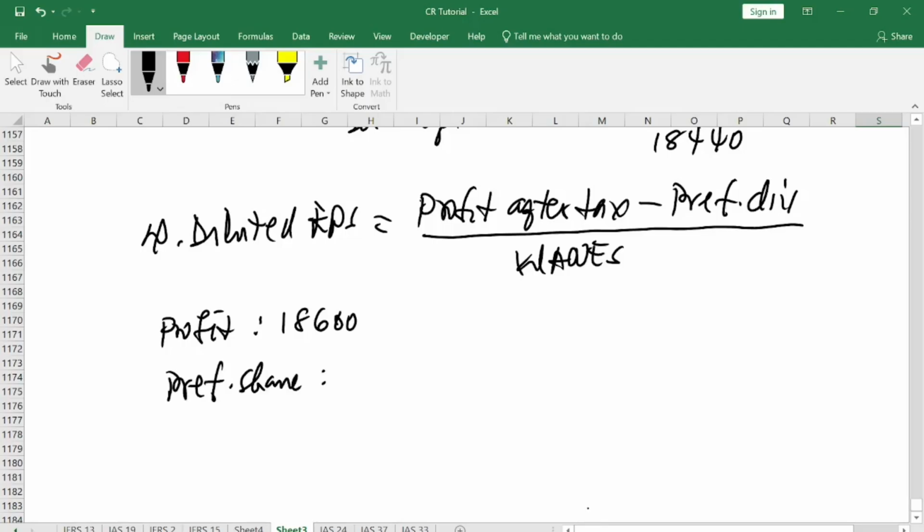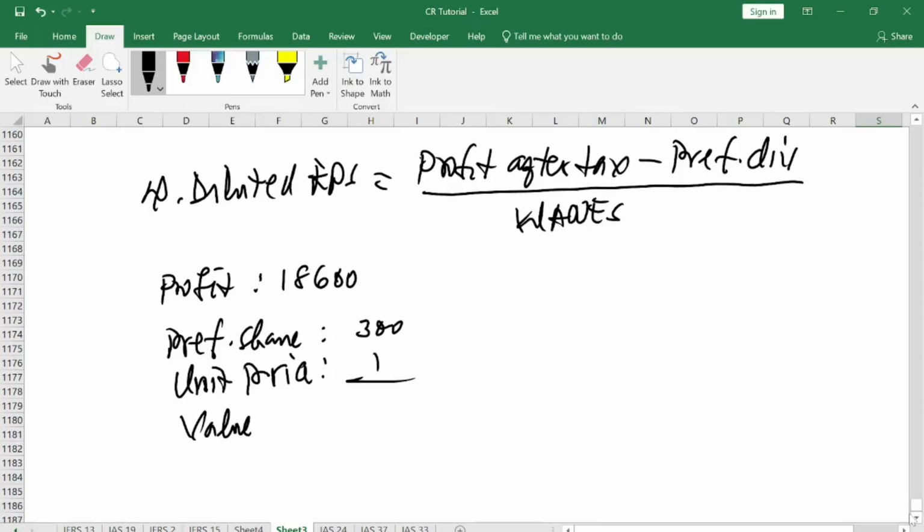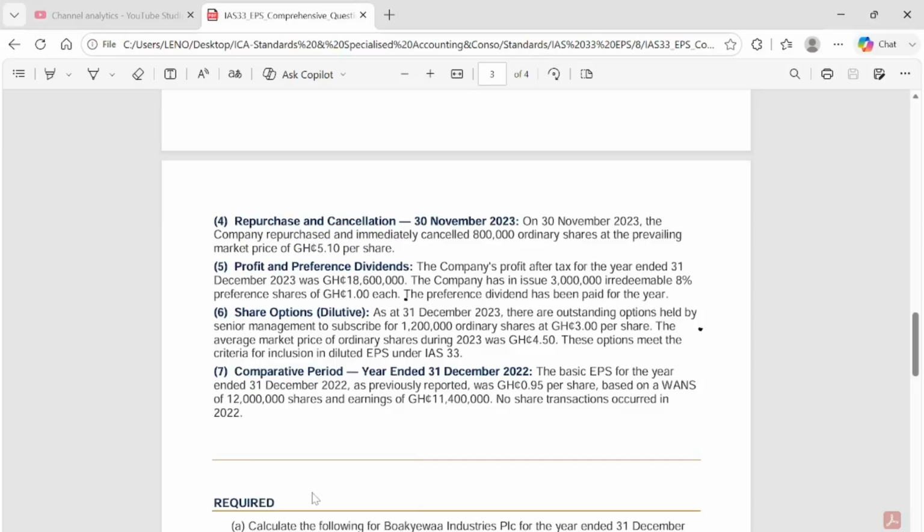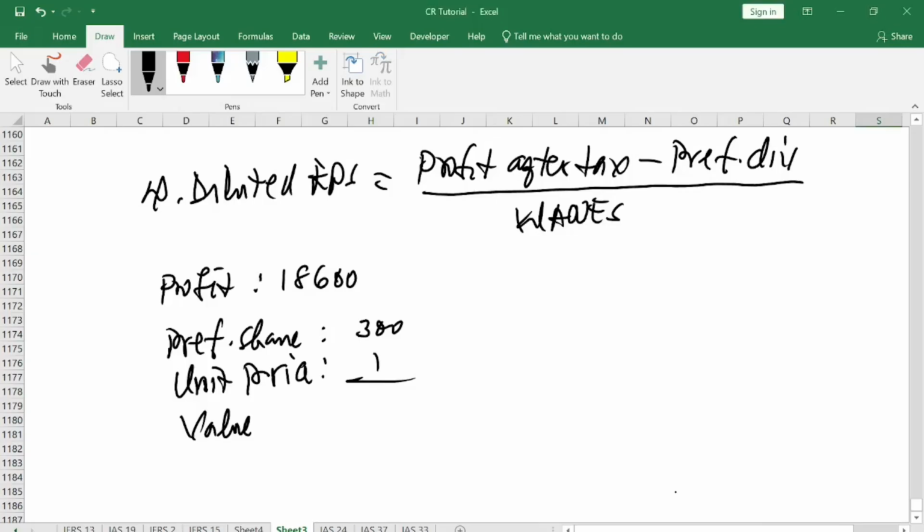So the total number of preference shares is 3 million, which is 300. And the unit price of the preference share is 1. So first, you need to calculate and know the value, because at a point, if you are not careful, you just go and pick the value as they are. You may forget that they are not in value, but in numbers. You see, they're giving you a price per unit. So when you multiply, what do you get?